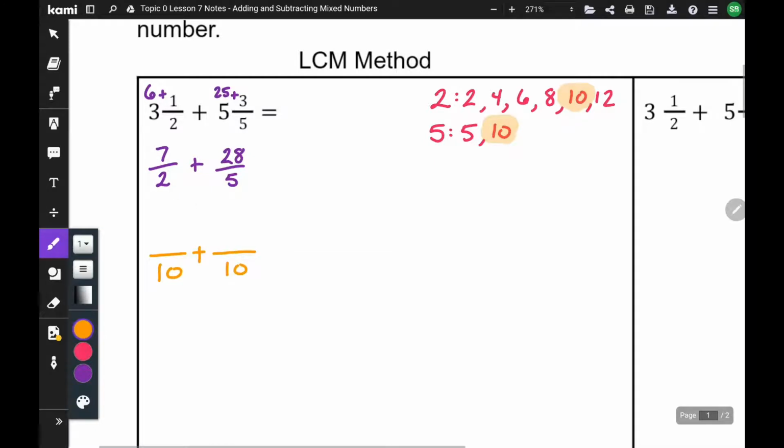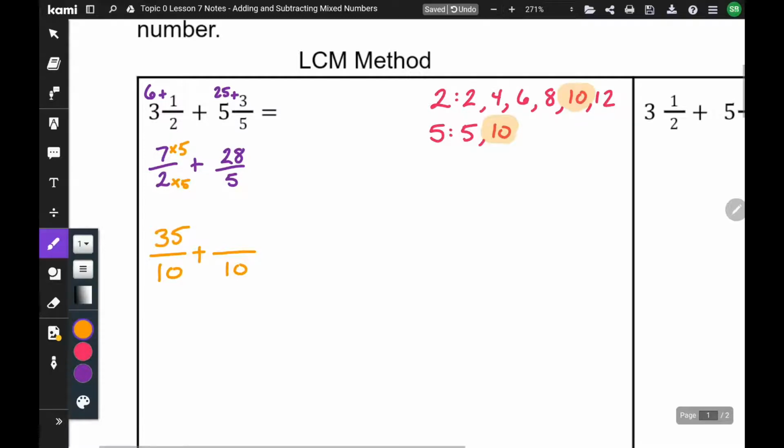To get from 2 to 10, I had to multiply by 5. Anytime you're working with fractions, anything you do to either the numerator or the denominator, you have to do to the other. So since we multiplied our denominator times 5, to keep it balanced, we also have to multiply our numerator by 5. So 7 times 5 is 35.